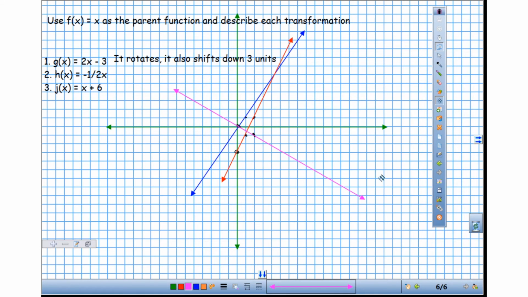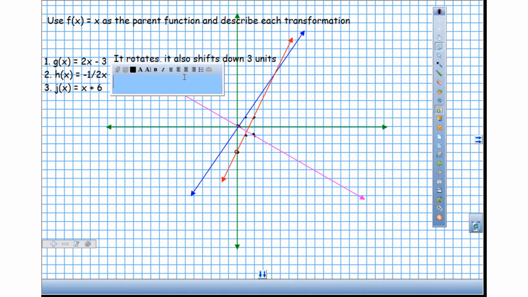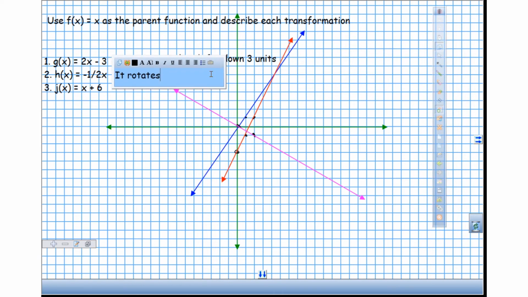Well, that is like completely changed. But really, it did not move, it just rotated, right? Because I hadn't changed the b. So I just want to go ahead and put on here that it rotates. And that's because I changed the slope.